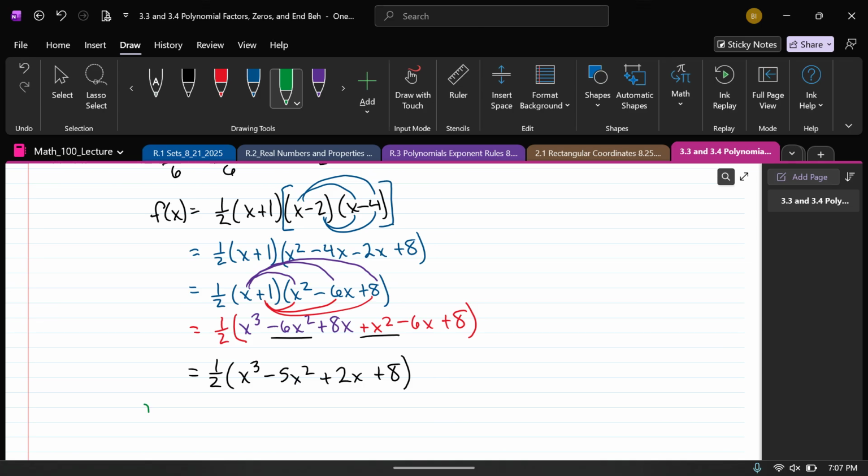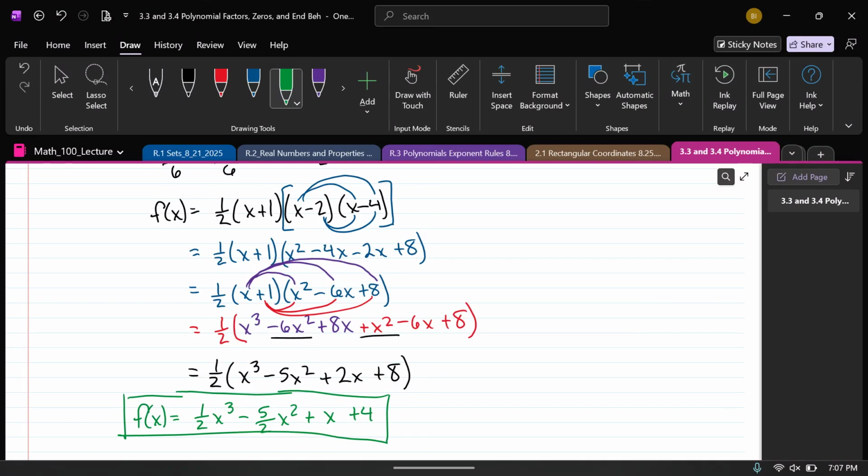So the last step, f of x equals 1/2 x cubed minus 5 over 2 x squared plus 1x plus 4. And there I have my polynomial that has zeros of -1, 2, and 4, and goes through the point 1, 3. That's tough. It's long. Okay.